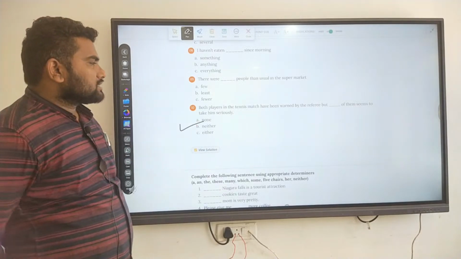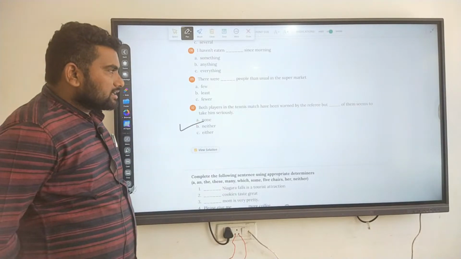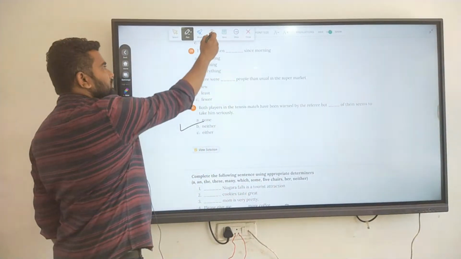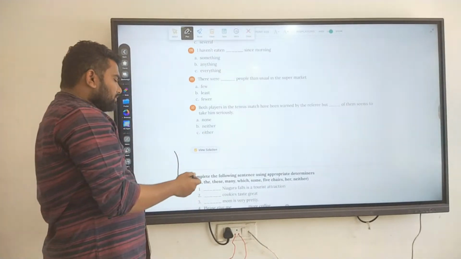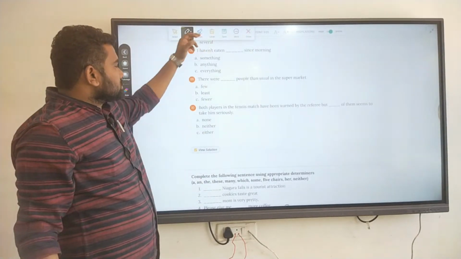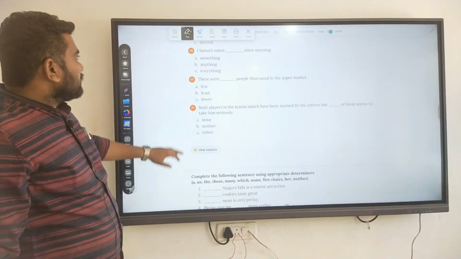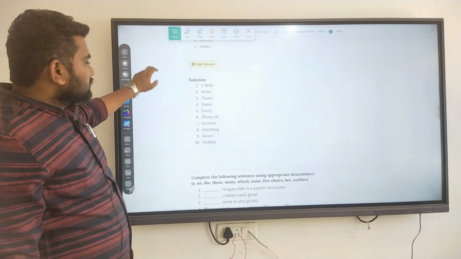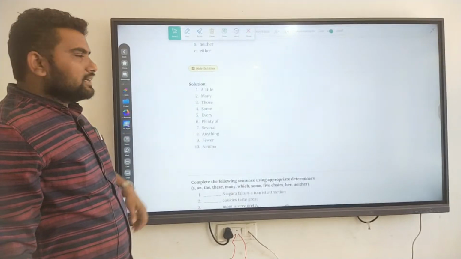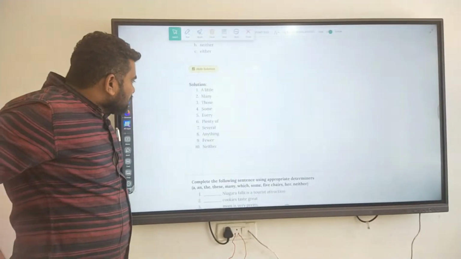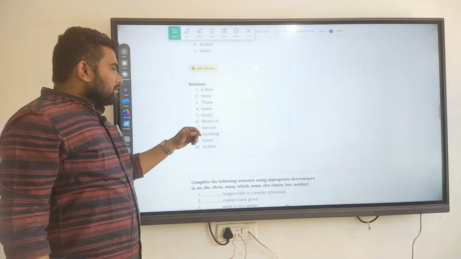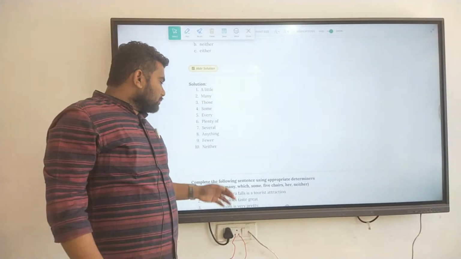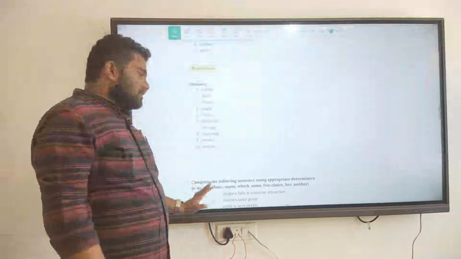Both the players in the tennis match have been warned by the referee, but neither of them seems to take him seriously. So I hope you all understood this, and you can find the answers. Okay, if you click on view solutions, let's check it out once. Let's cross check it. See, the first answer is a little, second one is many, third one is those, some, every, plenty of, several, anything. The ninth one is fewer, and the last one is neither.